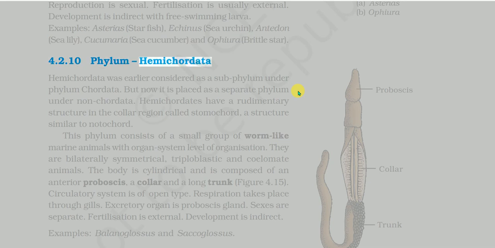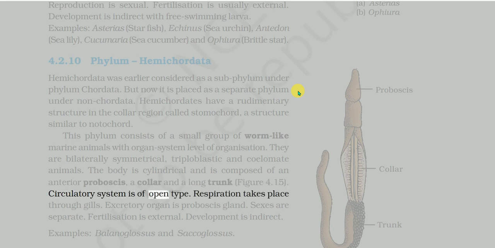4.2.10 Phylum Hemichordata. Hemichordata was earlier considered as a subphylum under phylum Chordata. But now it is placed as a separate phylum under non-Chordata. Hemichordates have a rudimentary structure in the collar region called stomochord, a structure similar to notochord. This phylum consists of a small group of worm-like marine animals with organ system level of organization. They are bilaterally symmetrical, triploblastic and coelomate animals. The body is cylindrical and is composed of an anterior proboscis, a collar, and a long trunk, figure 4.15.